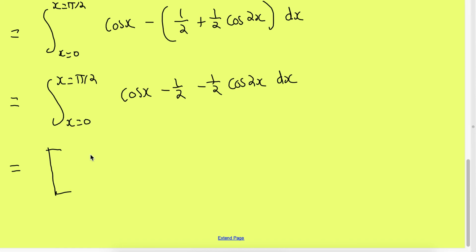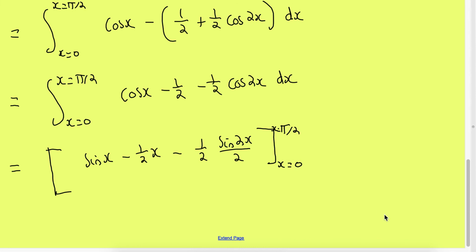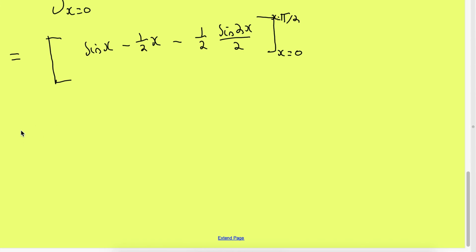Right, so cos x becomes sin x. A half becomes a half x, or x over 2. This here, right, cos 2x, so that's a half multiplied by, and cos 2x becomes sine 2x over 2. And we're doing that between x equals pi by 2, and x equals 0. Now, in all aspects of maths, in engineering 3 through to 5, wherever you see a sin or a cos, your calculator must be in radians. Right? Radians is the standard measure we use. If you do this in degrees, you'll lose marks.